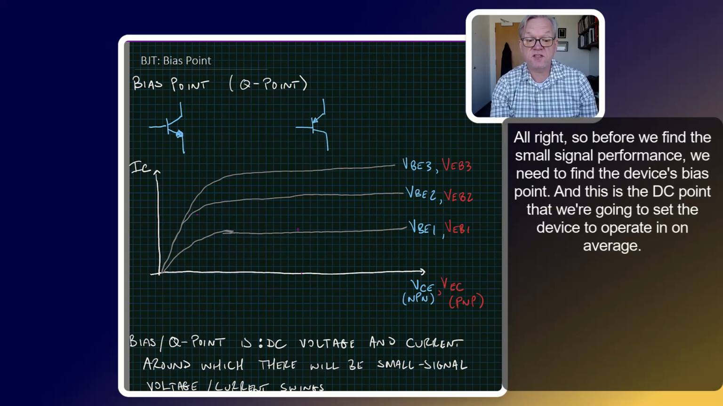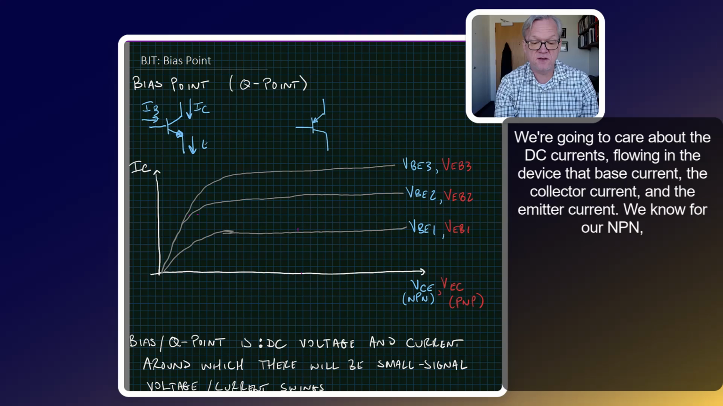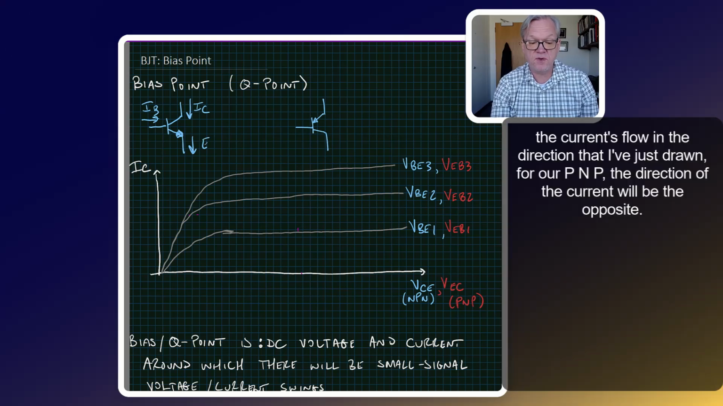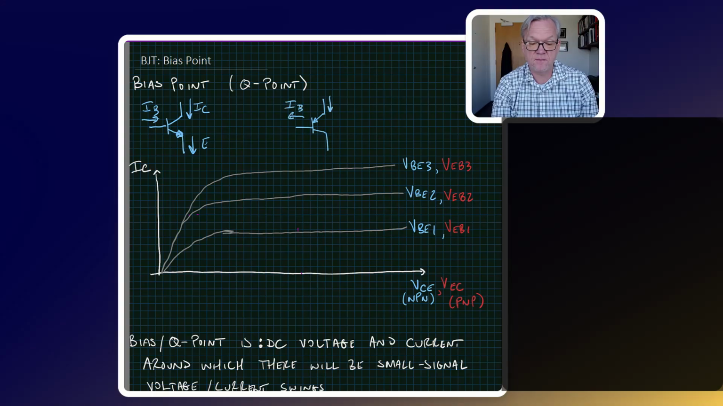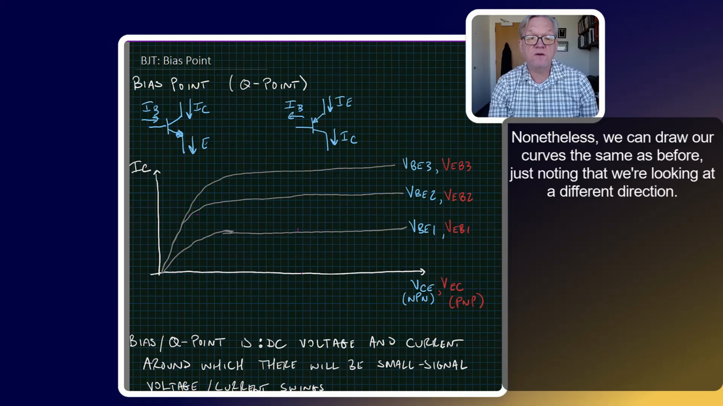All right, so before we find the small signal performance, we need to find the device's bias point. And this is the DC point that we're going to set the device to operate in on average. We're going to care about the DC currents flowing in the device, the base current, the collector current, and the emitter current. We note for our NPN, the currents flow in the direction that I've just drawn. For our PNP, the direction of the current will be the opposite. Nonetheless, we can draw our curves the same as before, just noting that we're looking at a different direction.